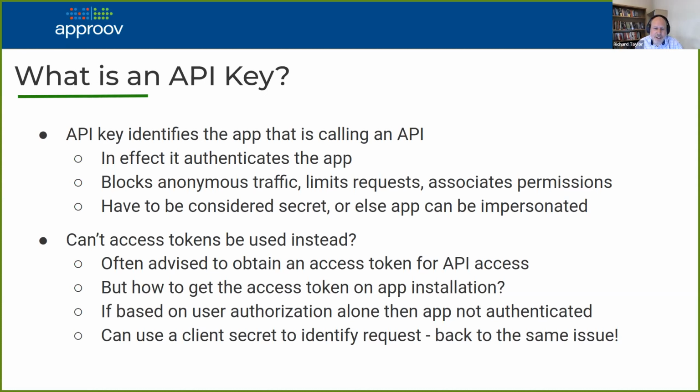And that's used basically to block any anonymous traffic that's trying to use the backend API. It can be used to limit requests. There's normally some kind of quota associated with a particular API key. And there might be some kind of permissions associated with the API key as well. So although it's an identification mechanism, in practical terms, you do have to consider the API key to be a secret, because if that API key becomes known, then essentially your app can be impersonated and API calls can be made on its behalf.